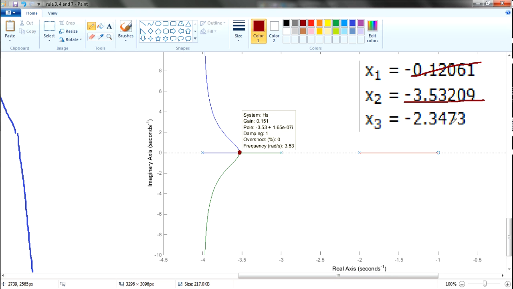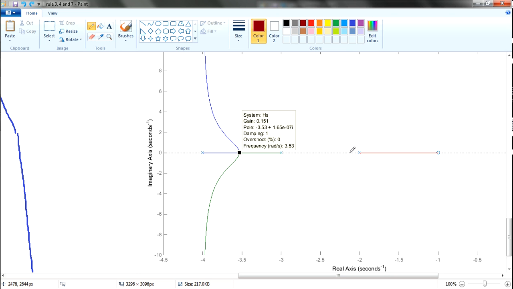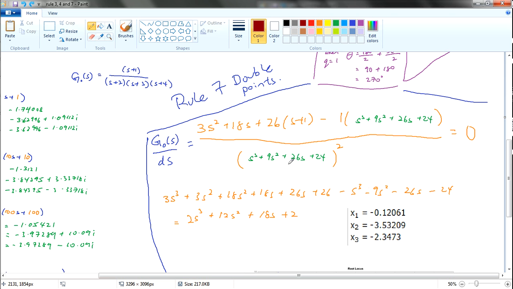And then what about minus 2.3473? Minus 2.34 is actually somewhere over here. It's also not in the root locus. So from here you can straight away see that the double point can be calculated through this method.